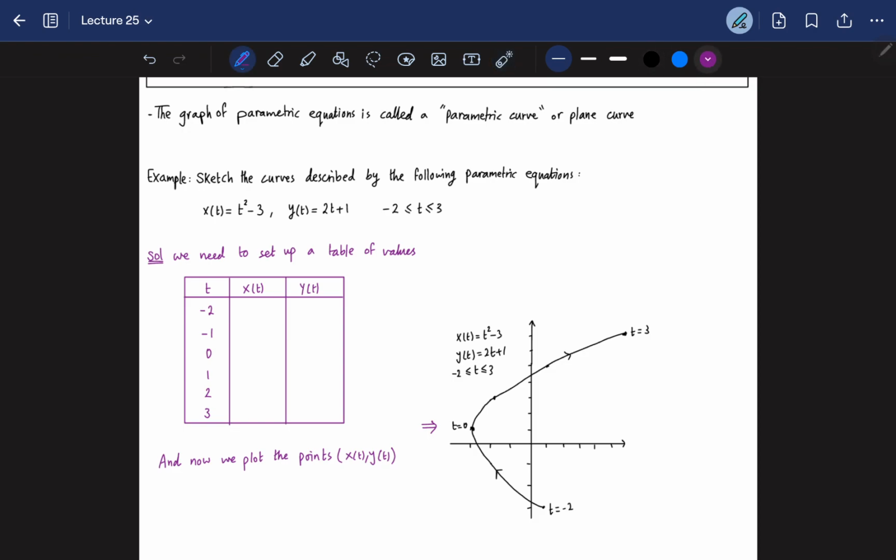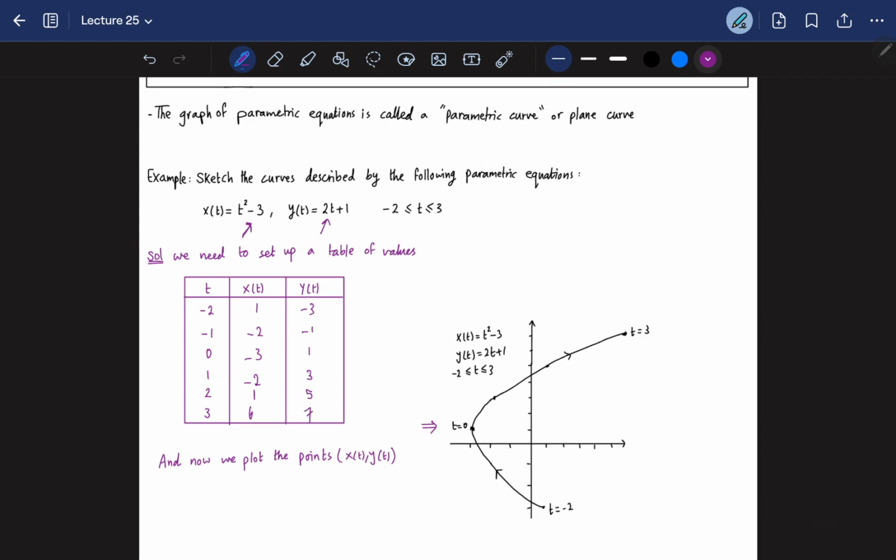For example here, I'm going to take all whole numbers between negative 2 and 3. If you plug negative 2 into your x, you're going to get 1. Plugging negative 2 into y, you're going to get negative 3. Then just keep plugging values of t into your x of t. So you're going to get 1, negative 2, negative 3, negative 2, 1, and 6. Then similarly for y of t, you just plug in values of t here: negative 3, negative 1, 1, 3, 5, and 7.